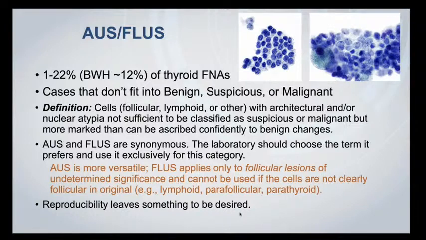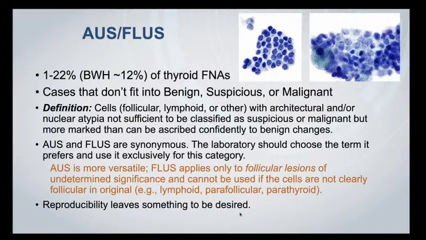What is this category all about? Well, it's for cases that just don't fit neatly into the benign, the suspicious, or the malignant categories. We want to keep those other categories as pure as possible. So we do have this wastebasket category. And in the Bethesda system, it's defined as cells, whether they're follicular or parafollicular or lymphoid or other, with architectural or nuclear atypia that's not sufficient to be classified as suspicious or malignant, but more marked than can be ascribed confidently to benign changes. AUS and FLUS are synonyms.